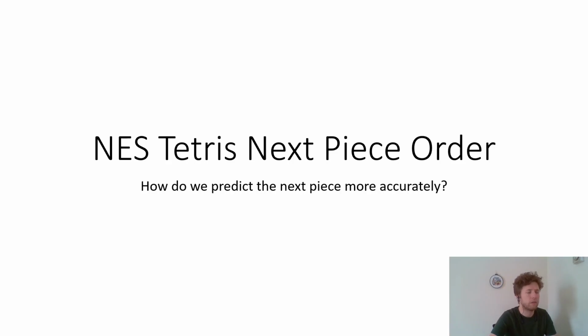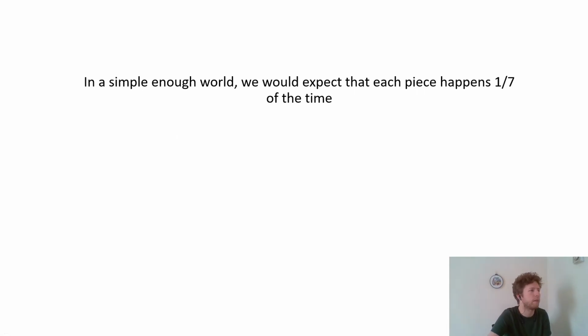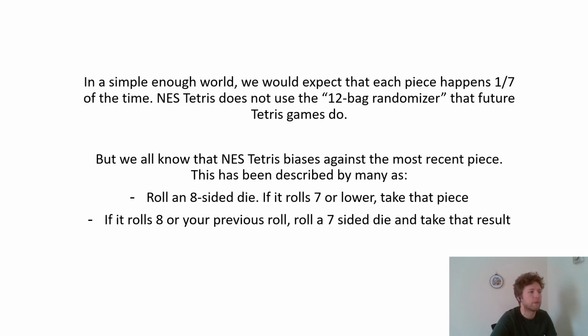So I wanted to make this video to run through this, because I think the public knowledge about how the pieces are selected is slightly wrong. It's very close, but it's not quite the same thing. And to present some problems that I see right now. So in a simple enough world, we'd expect each piece to happen 1/7 of the time. NES Tetris doesn't use the 7-bag randomizer that future Tetris games do. So that would be very simple.